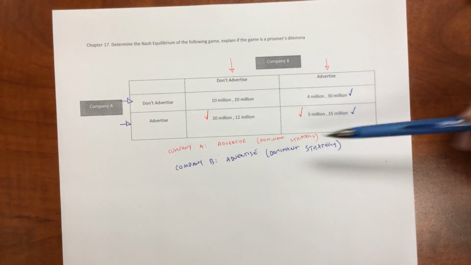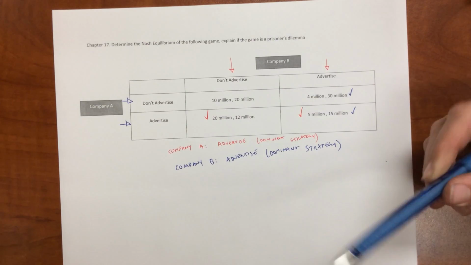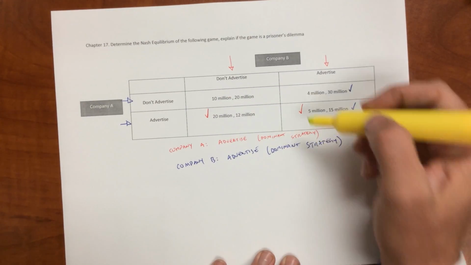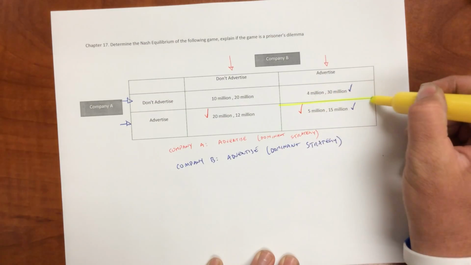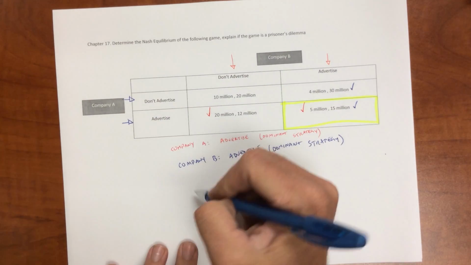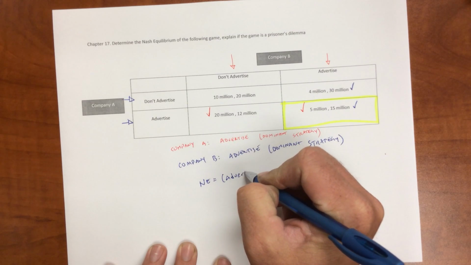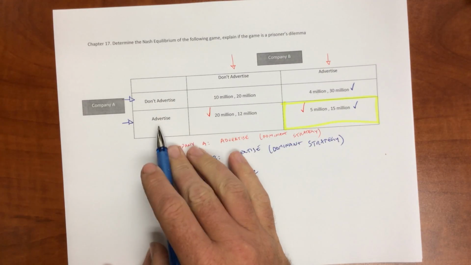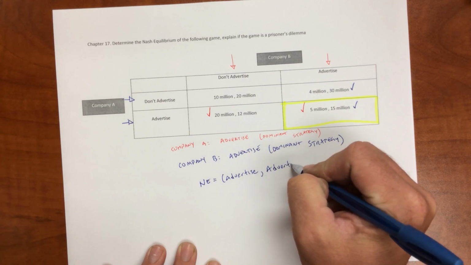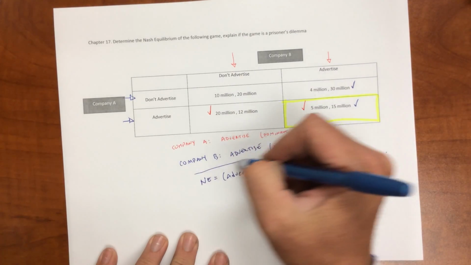Now the question is, where's the Nash equilibrium? Well, a Nash equilibrium is defined as: given the outcome, there's no incentive for a firm to deviate. Here we have our two check marks, so that actually identifies our Nash equilibrium. So our Nash equilibrium, we'll write it NE, is advertise. We put player A's strategy first, comma, then player B's strategy, advertise. Both firms choose to advertise. And that's our Nash equilibrium.